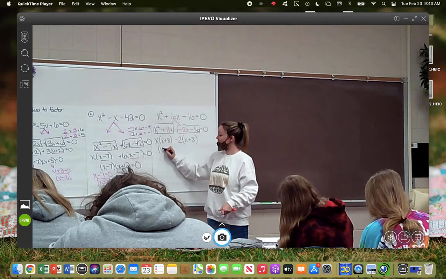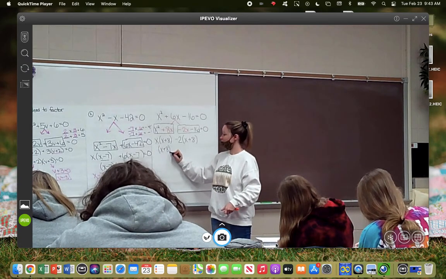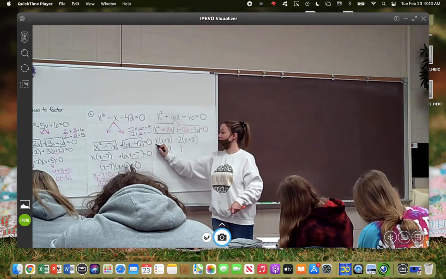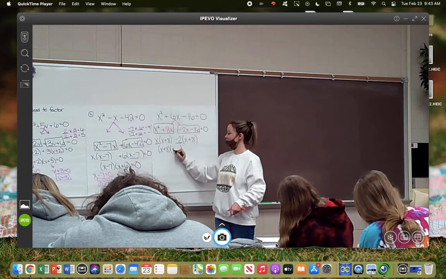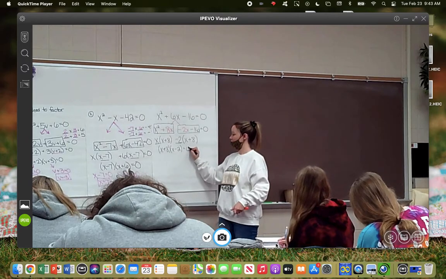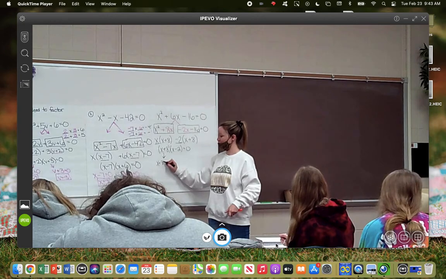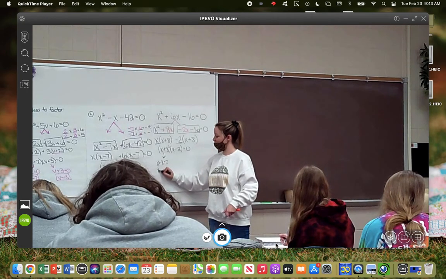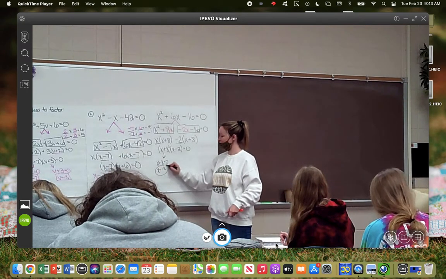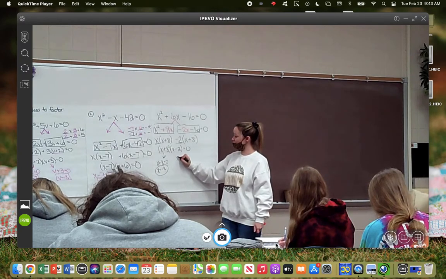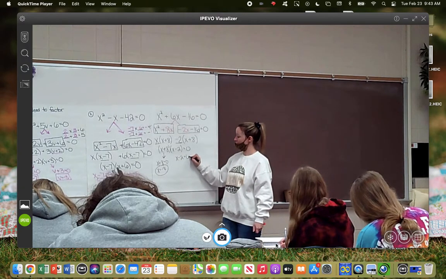So my x plus 8 is my match. And then my other 2 factors come from the x and the negative 2, so that's x minus 2. So my first factor, what plus 8 gives me 0? Negative 8. So that's my first solution. And my second solution, what minus 2 gives me 0? Positive 2.